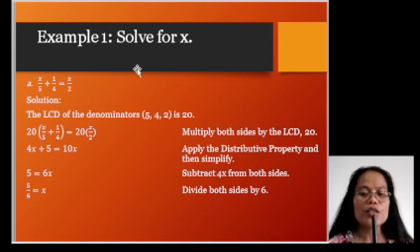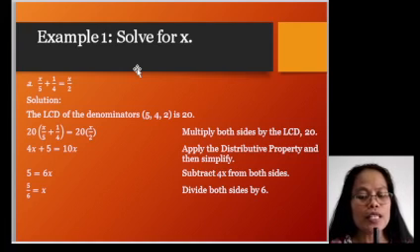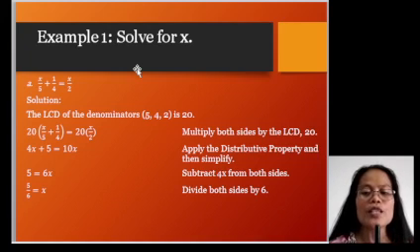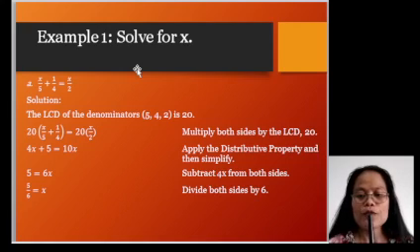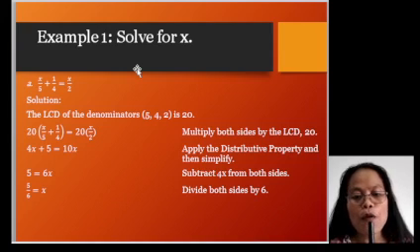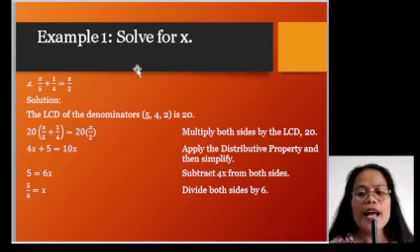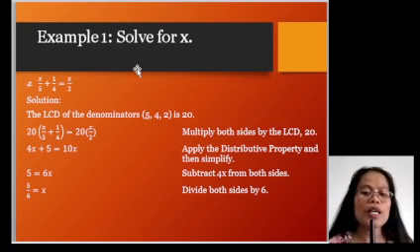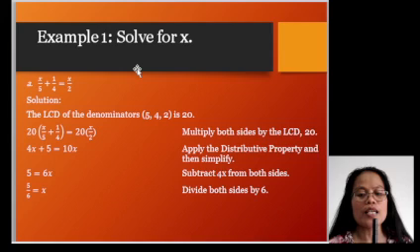The first step we're going to do is multiply both sides by the LCD 20. So we need to multiply the left side of the equation and the right side of the equation by 20. So we have 20 times x over 5 is equal to 4x. And 20 times 1/4 is 5. And 20 times x over 2 is 10x. And we apply the distributive property. And then we will simplify.